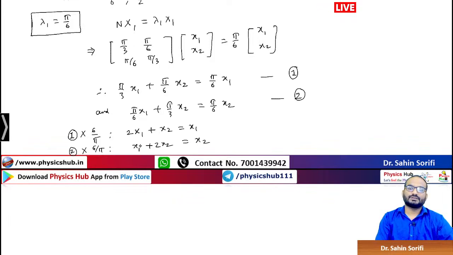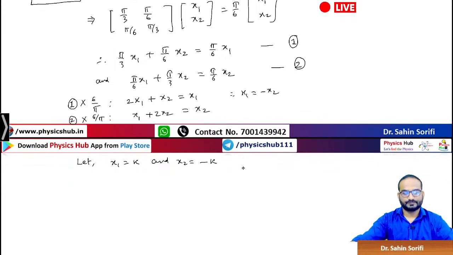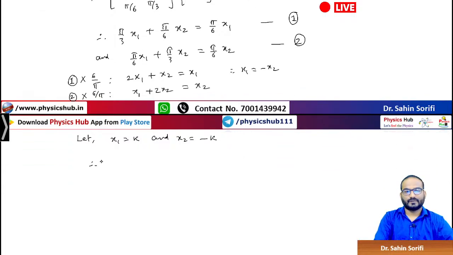So what is your conclusion from here? It gives you x1 is equal to minus x2. Here also x1 is equal to minus x2. So we can let x1 be k and x2 will become minus k, and x1 will be k, minus k.